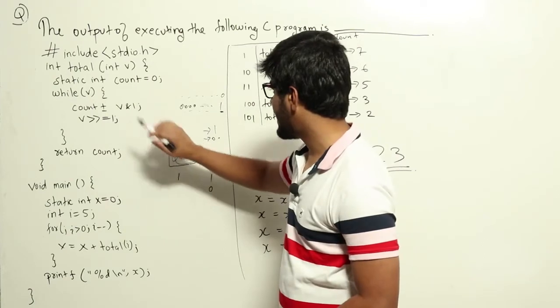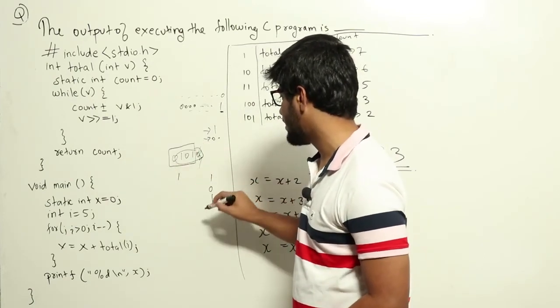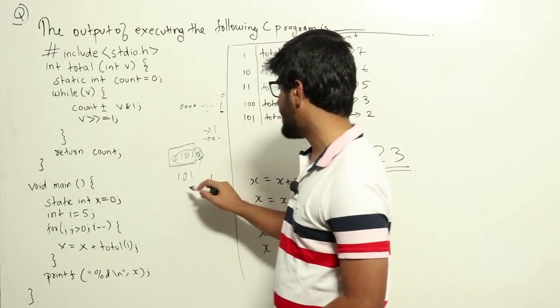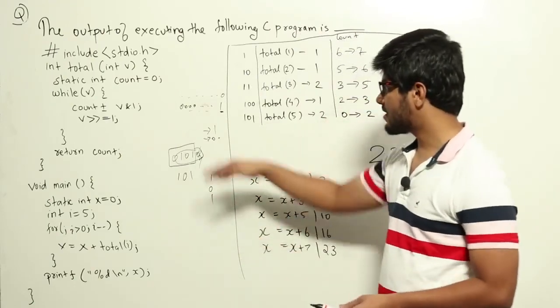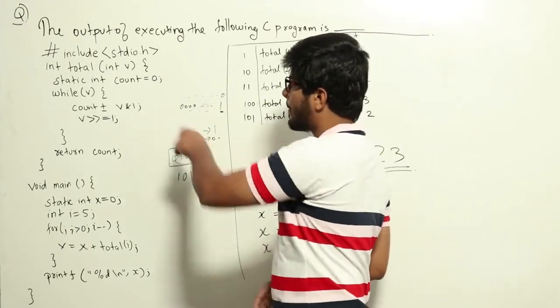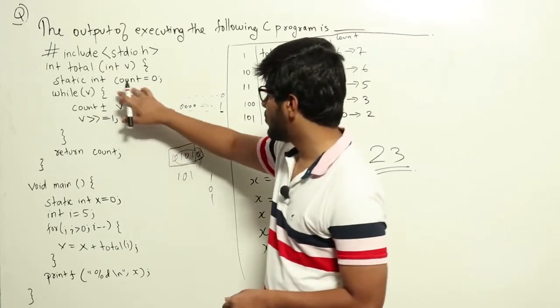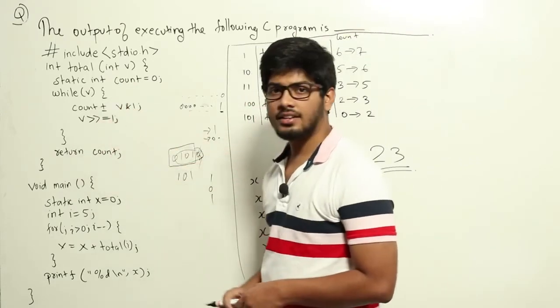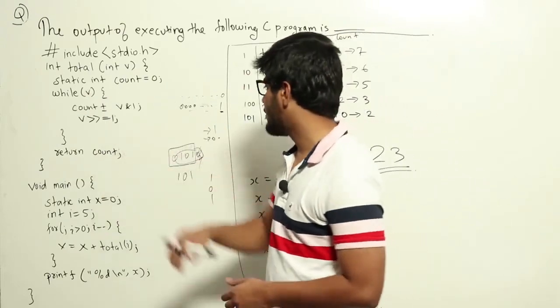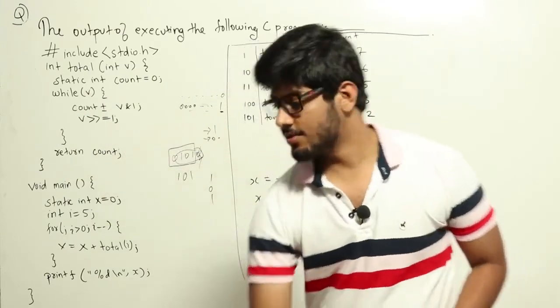When we do shift bitwise and with 1, again this will also return 1. So initially the number was 101, and two times it returned 1. So this is kind of like counting the number of ones in the number v. So this entire loop will count the number of ones in the number v, and it will add it to count.